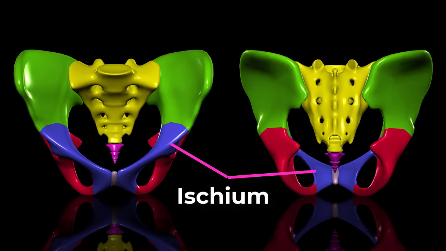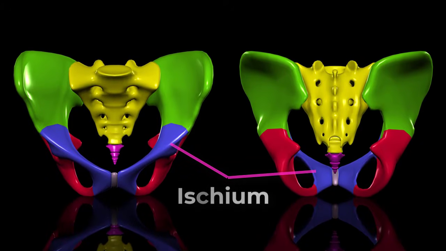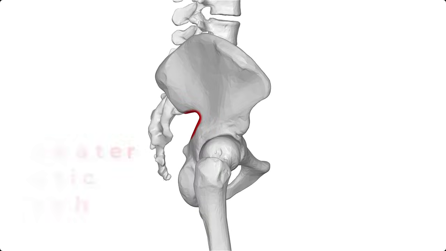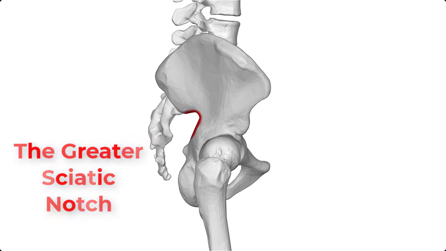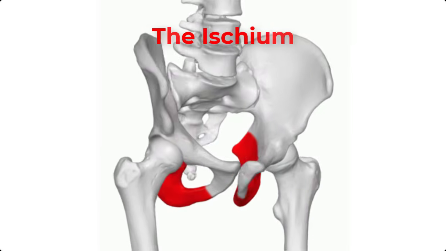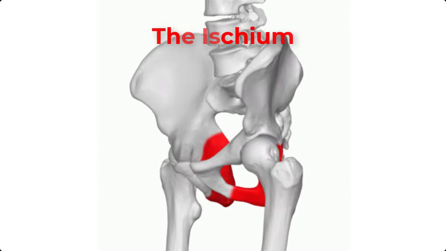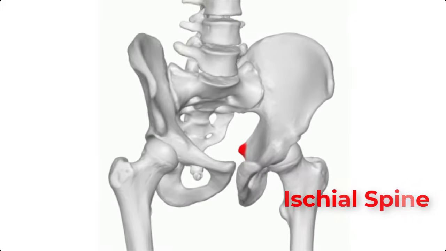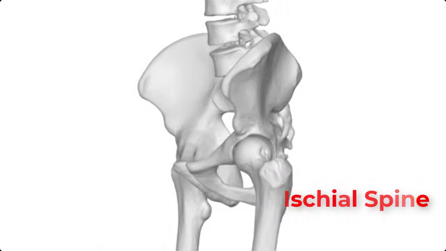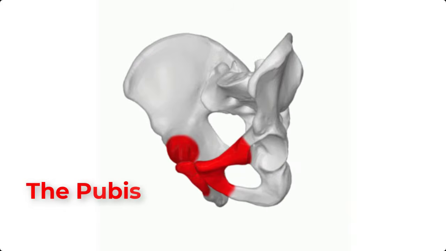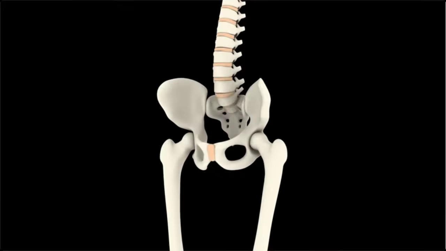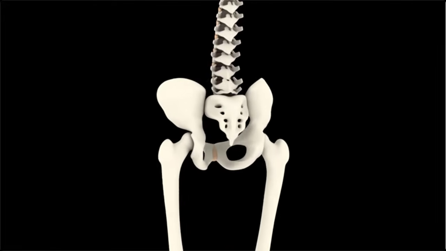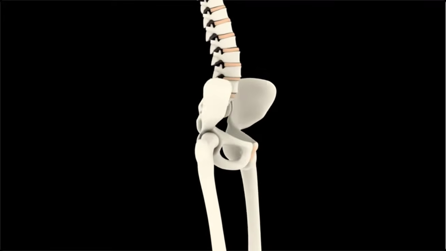The ilium forms the posterior-inferior region of each hip bone. The large inverted U-shaped indentation located on the posterior margin of the lower ilium is called the greater sciatic notch. The ischium forms the posterolateral portion of the hip joint. The bony projection separating the lesser sciatic notch and greater sciatic notch is the ischial spine. The pubis forms the anterior portion of the hip bone. The pubic body is joined to the pubic body of the opposite hip bone by the pubic symphysis.